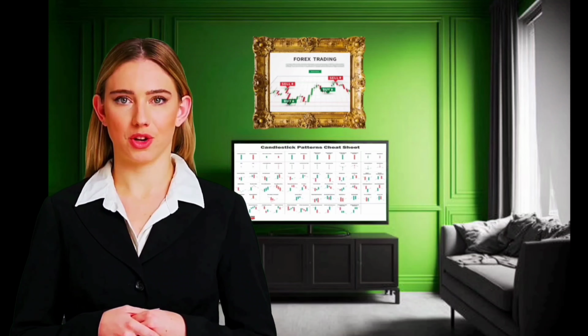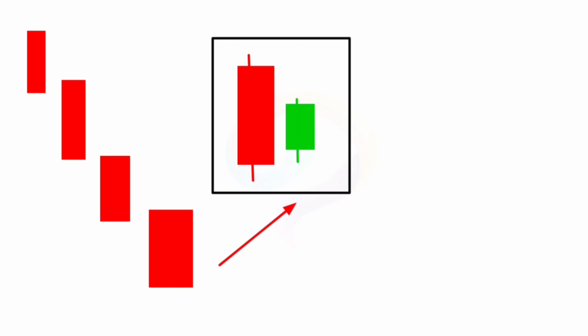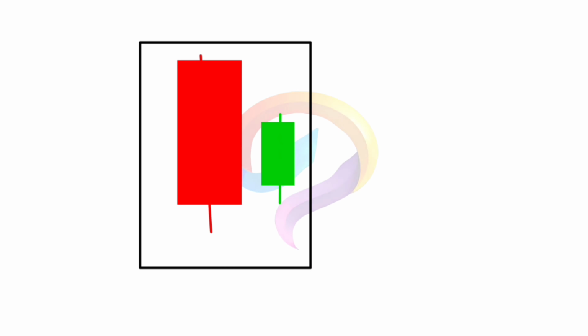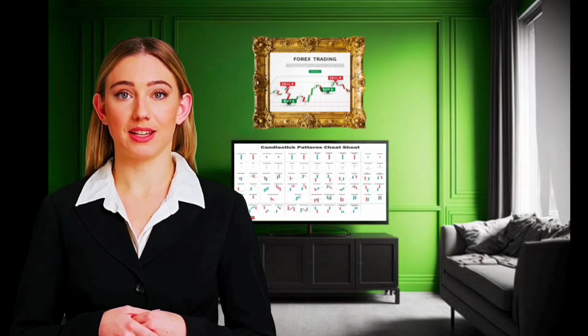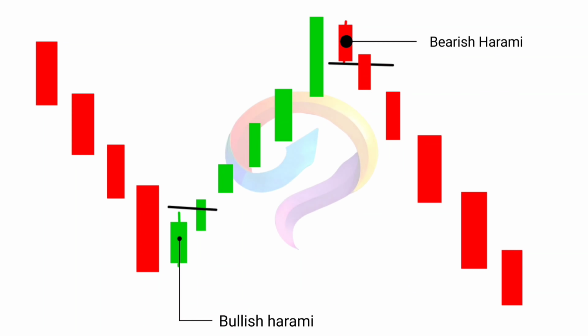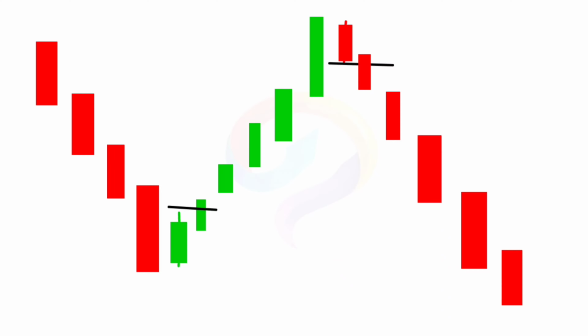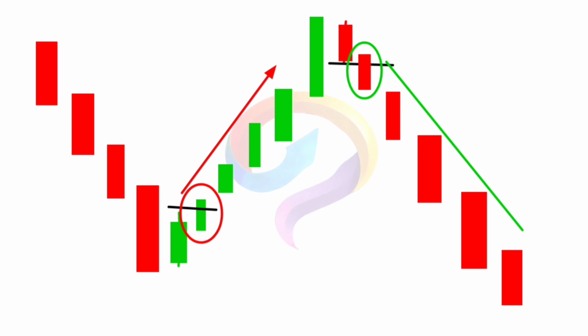The bullish Harami occurs after a downtrend and is characterized by a large bearish candlestick followed by a small bullish candlestick. The bearish Harami occurs after an uptrend and is characterized by a large bullish candlestick followed by a small bearish candlestick. To confirm the Harami pattern, traders should wait for a third candlestick to close above the high or below the low of the Harami candle. This third candlestick confirms the trend reversal, and traders can use this as an entry point for their trades.